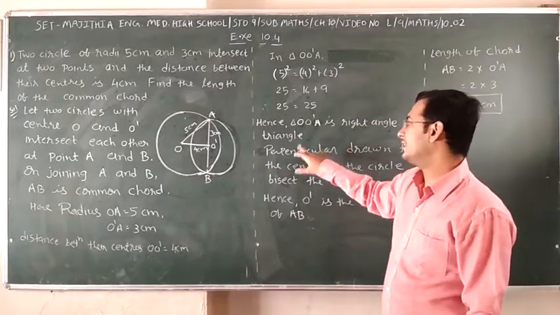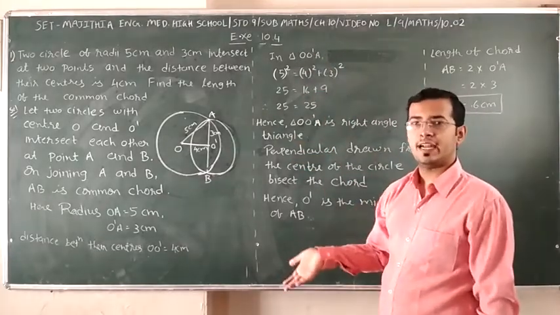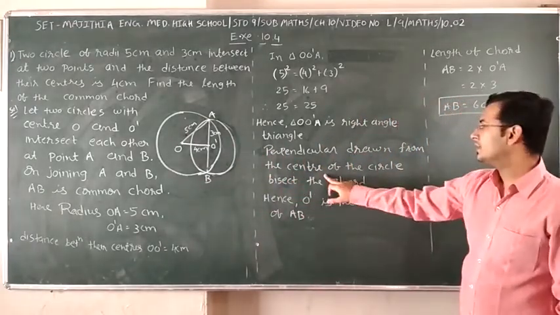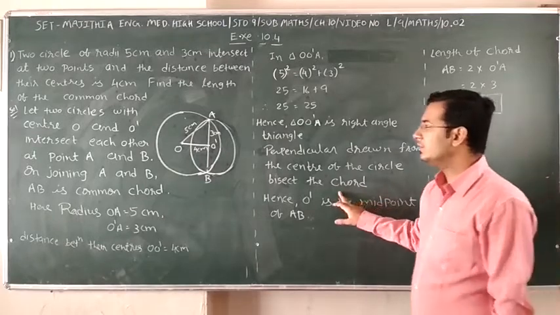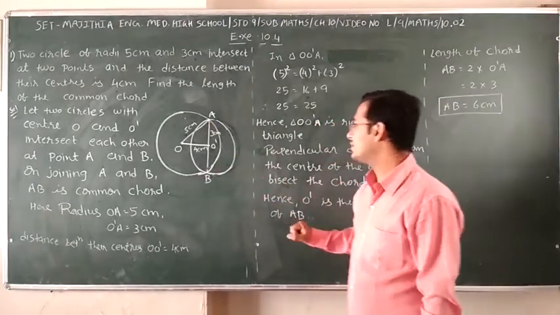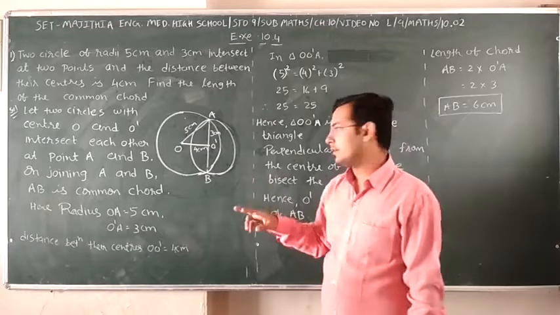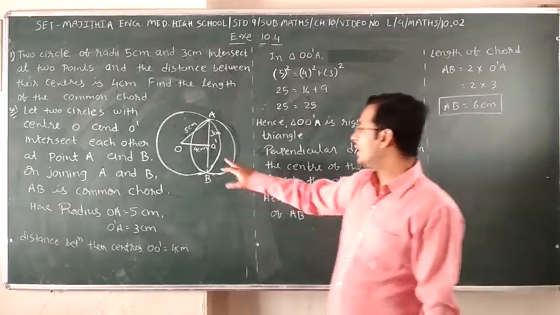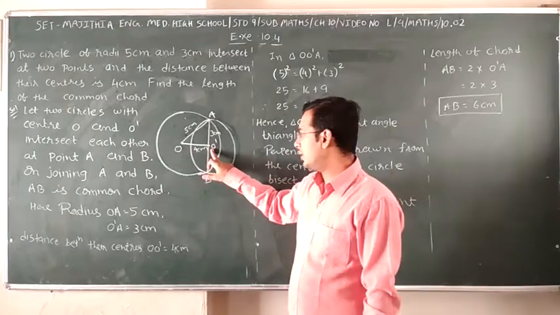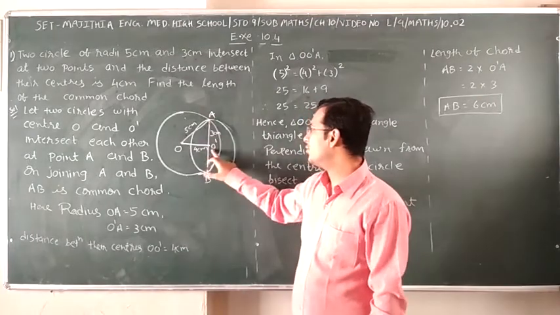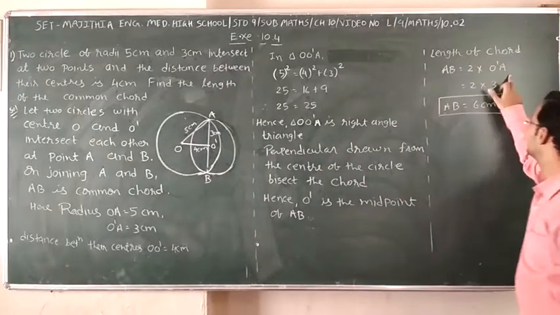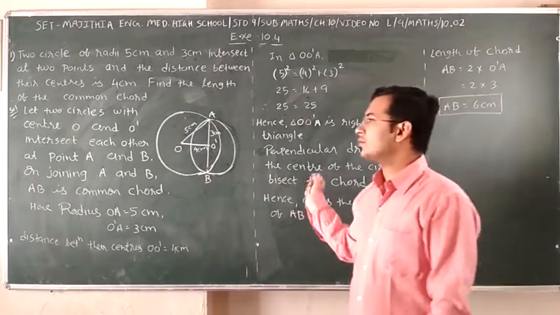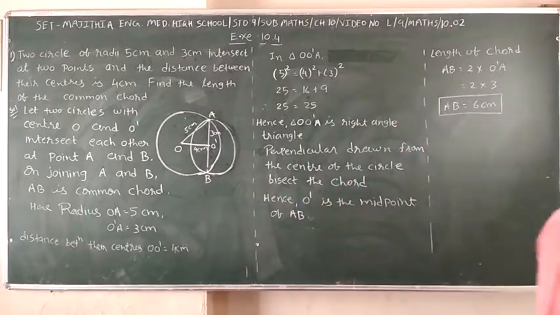Now we know that it is a perpendicular line, because of the right angle, which means it is 90 degrees. So a perpendicular drawn from the center of the circle bisects the chord. Bisect means equal 2 parts. So O dash is the midpoint of AB. It means AB is equal to 2 into O dash A. So 2 threes are 6 cm. That is our final answer. Okay, note it down in your book.